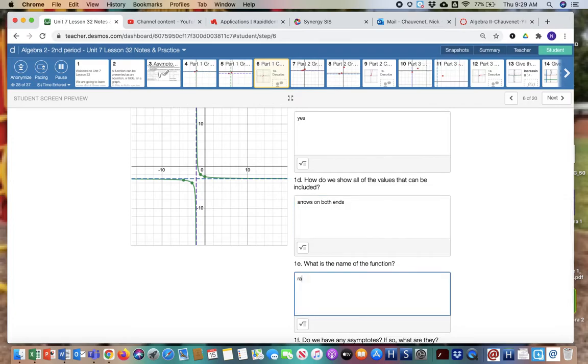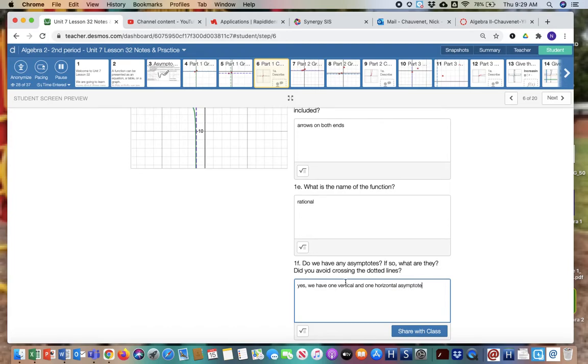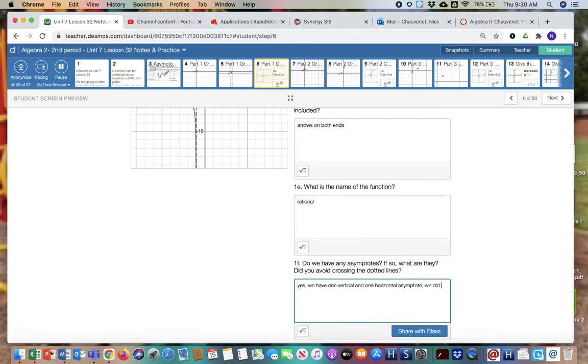What's the name of the function? We went over that, but it's a rational. Are there any asymptotes? Yes. We have one vertical and one horizontal asymptote. Okay. Did we avoid crossing dotted lines? Yeah, we didn't cross the lines. We did not cross the lines.